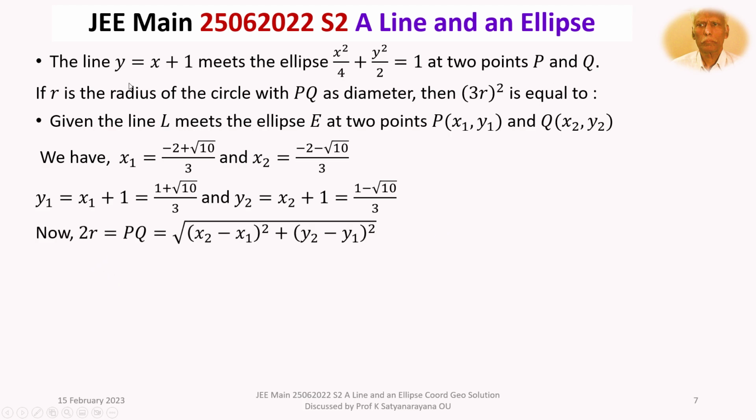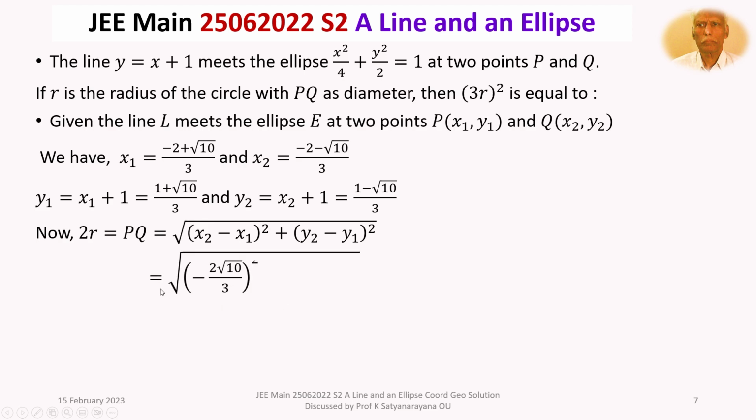Now it is given R is the radius of the circle with PQ as the diameter. That means PQ is the diameter. Let us compute PQ and, because it is a diameter, equate it to 2R. So 2R is equal to the length PQ. The length PQ, where P is (x1, y1) and Q is (x2, y2), we know the distance formula: under the square root of (x2 minus x1) whole square plus (y2 minus y1) whole square. We know x2, x1, y2 and y1.